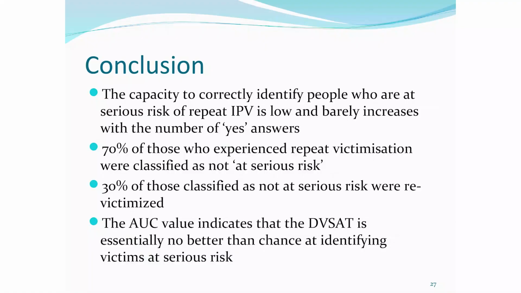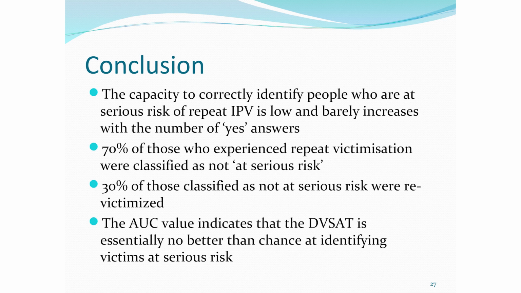So the short story is that it's not a terribly reliable predictor of intimate partner violence. It doesn't increase much with the number of yes answers. 70% of those who experience repeat victimisation had been classified as not at serious risk. 30% of those who are classified as not at serious risk were in fact re-victimised. So the AUC value, as I said, is not doing much better than chance.